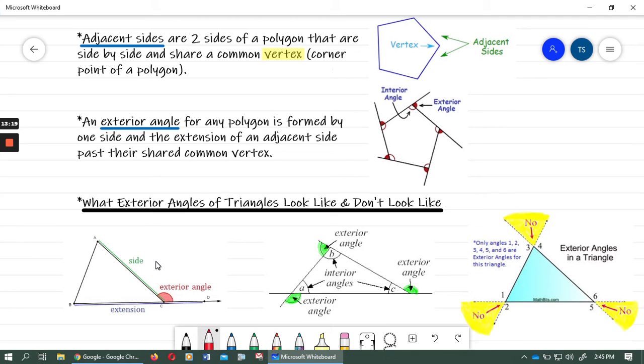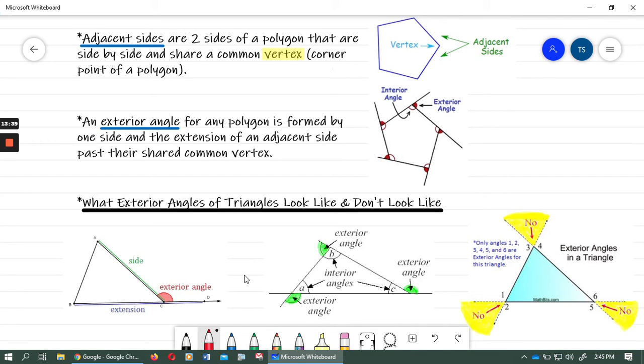Now, again, folks, as I've mentioned, polygons can show you more than just one exterior angle. So again, folks, there can be much more than just one exterior angle for any polygon.